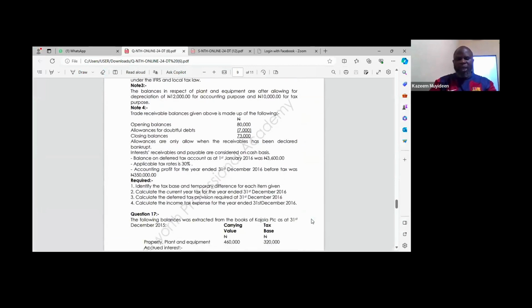So, identify the tax base and the temporary difference for each of the items given. Calculate the current year tax for the year ended 31st December 2016. Calculate the deferred tax provision required as at 31st December 2016. Calculate the income tax expense for the year ended 31st December 2016. They will not ask you everything.